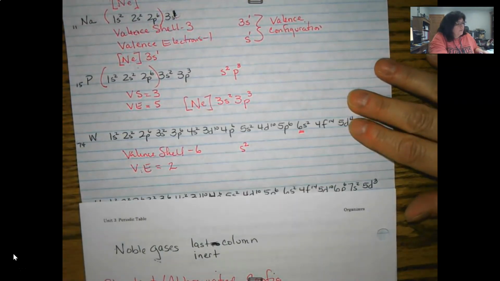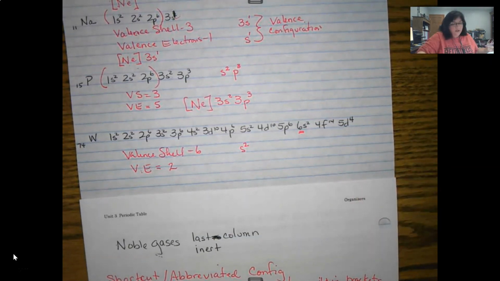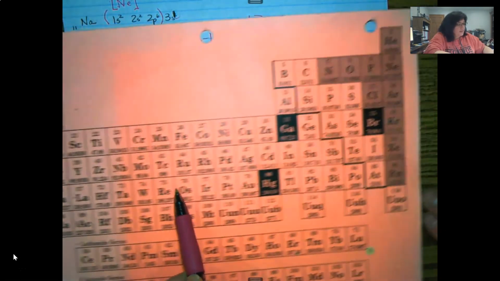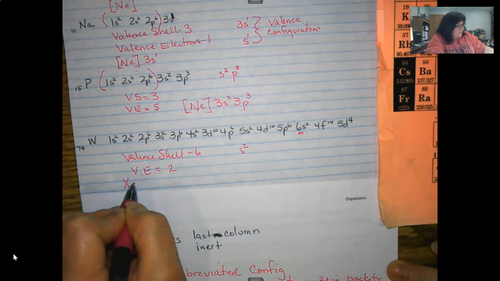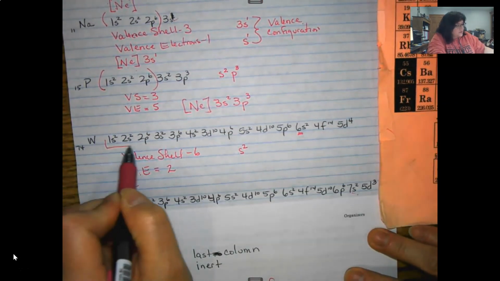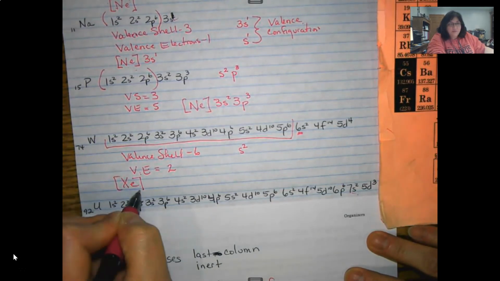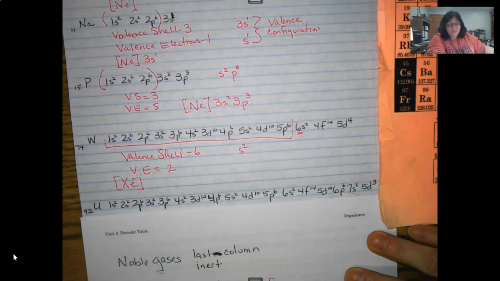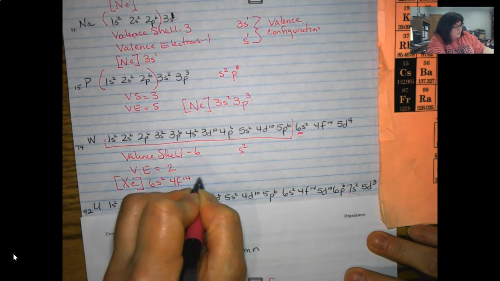Okay? When you get further on down the periodic table, this is where the noble gas configuration, or the abbreviated shortcut configuration, really helps. Okay, so let's find tungsten. Here's tungsten. It is in row 6. So I'm going to find the noble gas in the row above it. So xenon. Xenon is going to take care of all of that. By writing xenon in brackets, I've done 1s2 through 5p6. That saves a lot of time. And then I write what's left: 6s2, 4f14, 5d4.